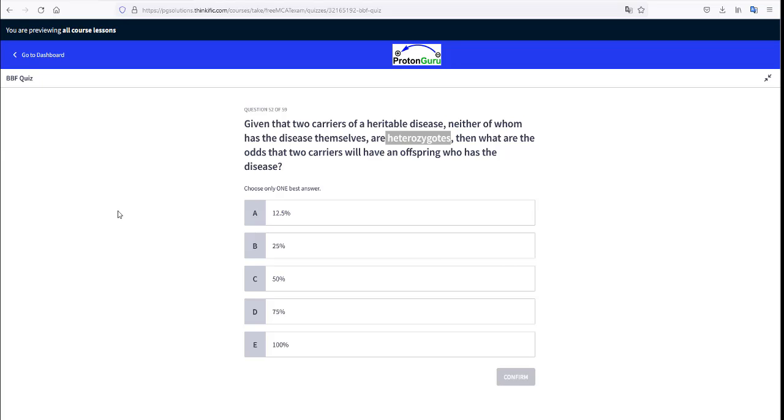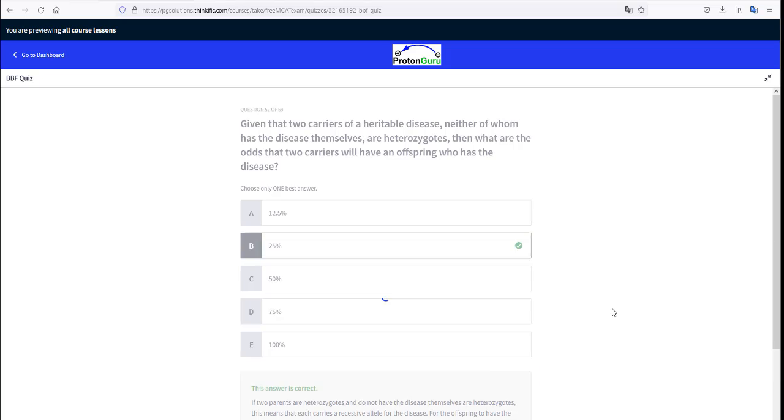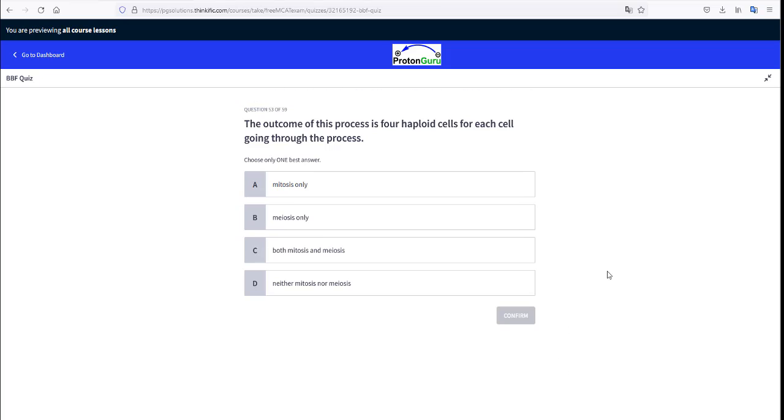If two parents are heterozygotes and do not have the disease themselves, this means that each carries a recessive allele for the disease. For the offspring to have the disease, the offspring would have to have two copies of the recessive allele. This occurs only 25% of the time, because if you drew a Punnett square, you would have 4 squares, in which case only one of those squares would be the unique combination where each of the heterozygotes contributes its specific carrying gene. 25% is 1/4, one of the 4 squares. That would be correct.